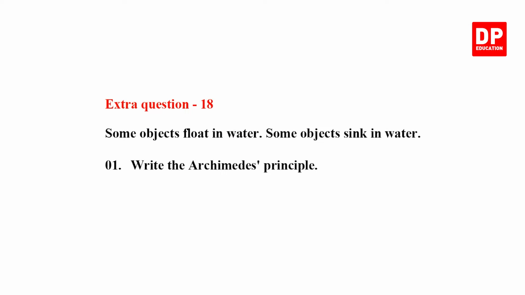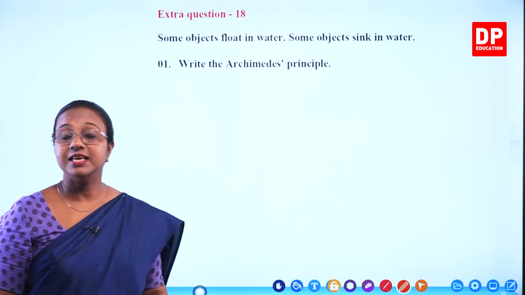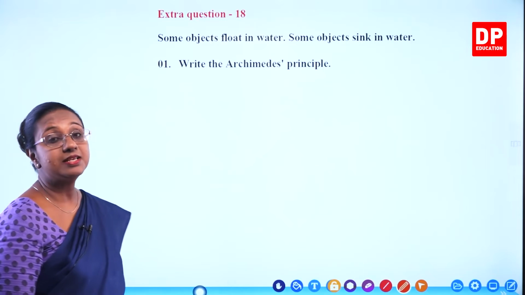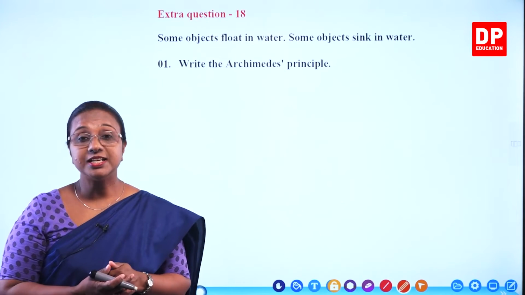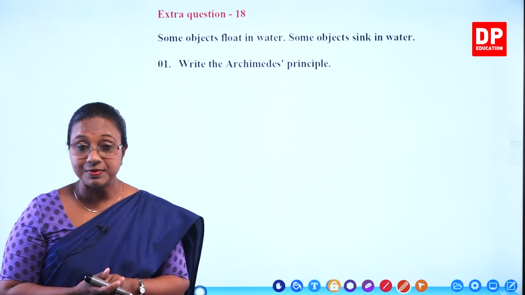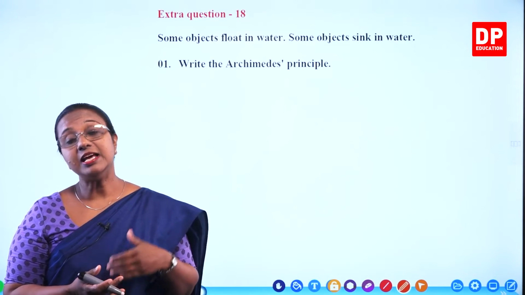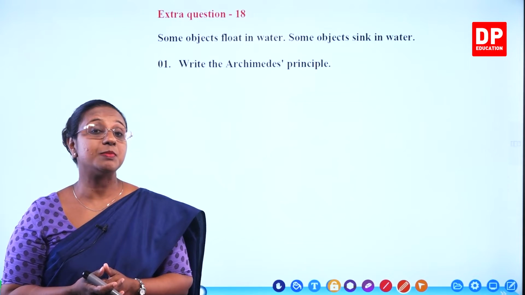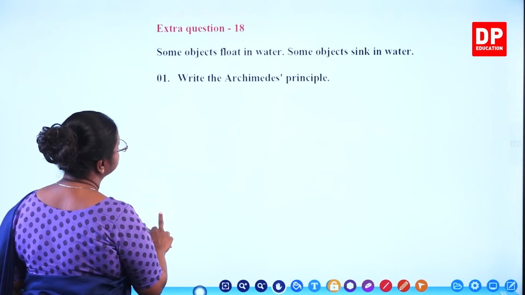Extra question 18. Some objects float in water, some objects sink in water. The first one, write the Archimedes Principle. What is the Archimedes Principle? When an object is partially or fully submerged in a fluid, the upthrust exerted by the fluid is equal to the weight of the fluid that is displaced by the objects. So that is the Archimedes principle.